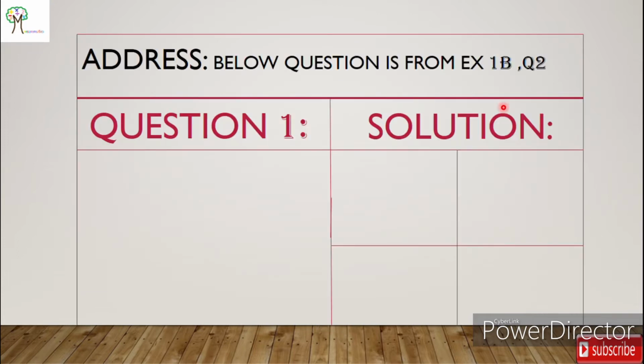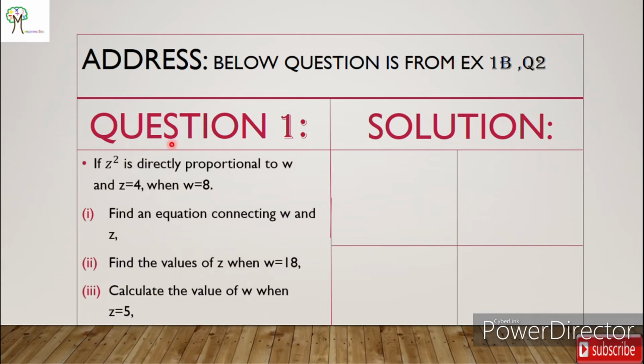The question below is from exercise 1b, question 2. Part 1 is, if z square is directly proportional to w and z is equal to 4 when w is equal to 8, find an equation connecting w and z. Part 2 is, find the value of z when w is equal to 18, and part 3 is, calculate the value of w when z is equal to 5.